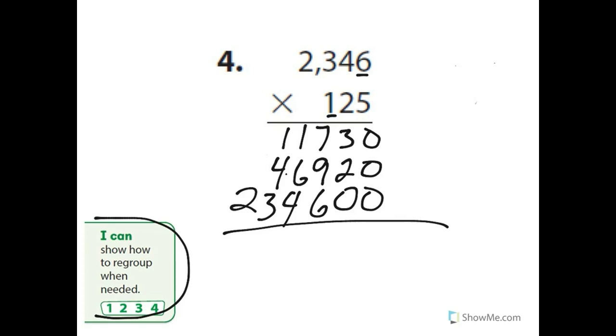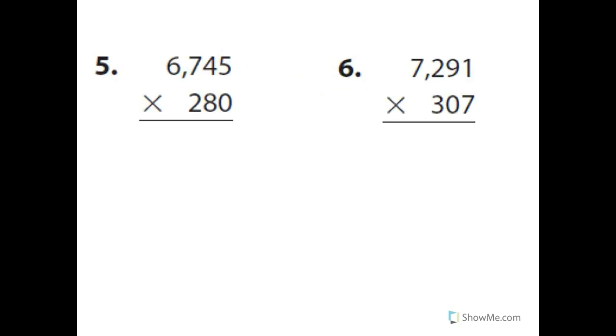Alright, so 0, 5, 7 plus 9 is 16. 16 plus 6 is 22. Carry that 2. 22. What in the world did I put 6 there for? Wow. Oh, because that 6 right there, my brain got messed up. 2 plus 1 is 3. Plus 6 is 9. Plus 4 is 13. Carry that 1. 2 plus 4 is 6. Plus 3 is 9. And 2. 293,250. All right, you do number 5, and then we'll go over it.